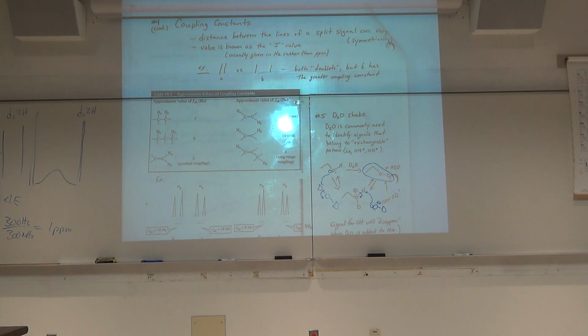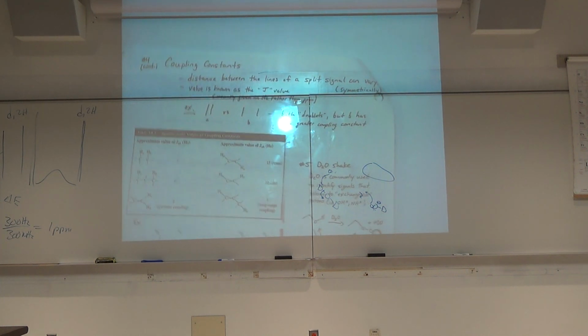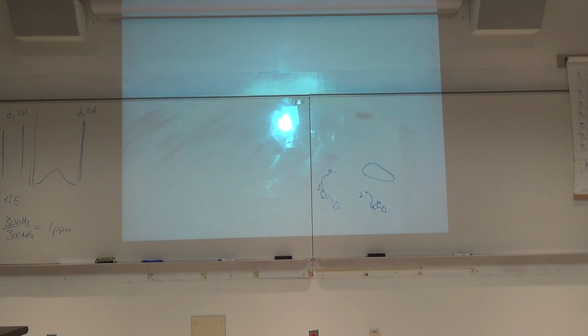Exchangeable protons will be exchanged with D2O. Usually these are OHs and NHs. Not CHs. CHs are not acidic. There's some cases where maybe your CH is very acidic and it will exchange, but typically for us it's OHs, NHs. Let's look at an example of this.